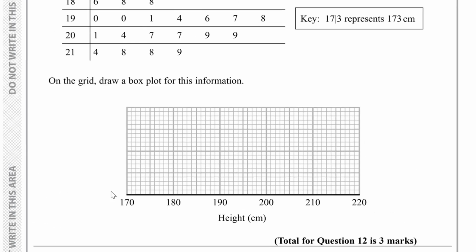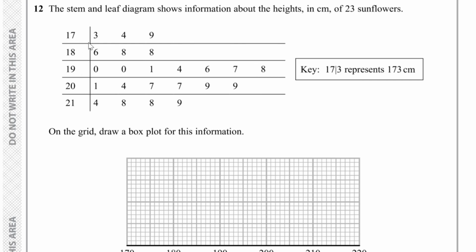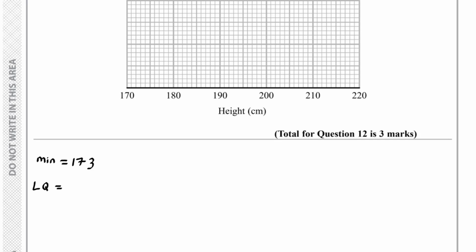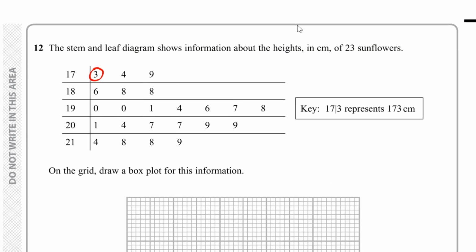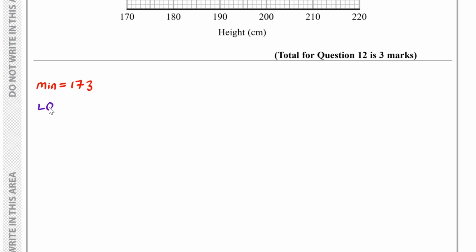So to work out the lower quartile, we've got 23 pieces of data, so 23 plus 1, and then divide by 4, that's 6. So the 6th piece of data, well, so here is where we've got the minimum. So let's just color code all this. So here we've got the minimum, which is 173. The lower quartile, that's the 6th piece of data. So we've got 1, 2, 3, 4, 5, 6. So this over here is our lower quartile, which is 188.